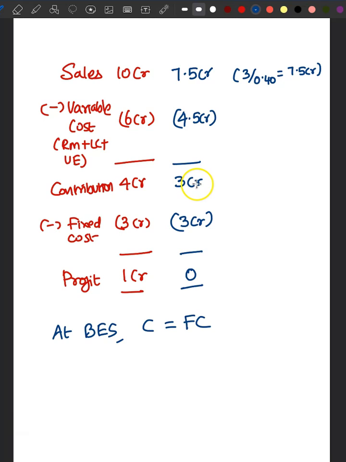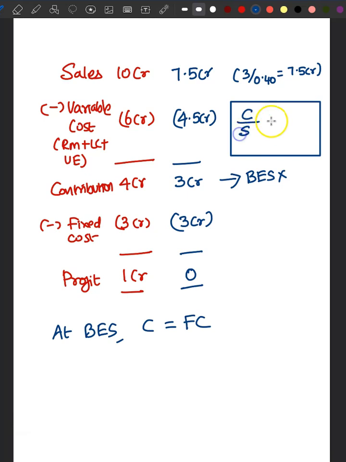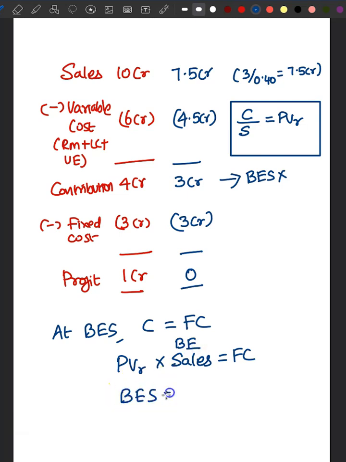And this contribution is nothing but break-even sales multiplied by the relationship between the sales and contribution, which we calculated as 40%, right? That is, we calculated contribution by sales and that gave us 40%, and this relationship is called as PV ratio. So this understanding can be reduced down as a formula. That is, contribution is nothing but PV ratio multiplied by the break-even sales. So PV ratio multiplied by sales will be equal to fixed cost. Here our focus is break-even sales. So we can say break-even sales is fixed cost divided by PV ratio as well.